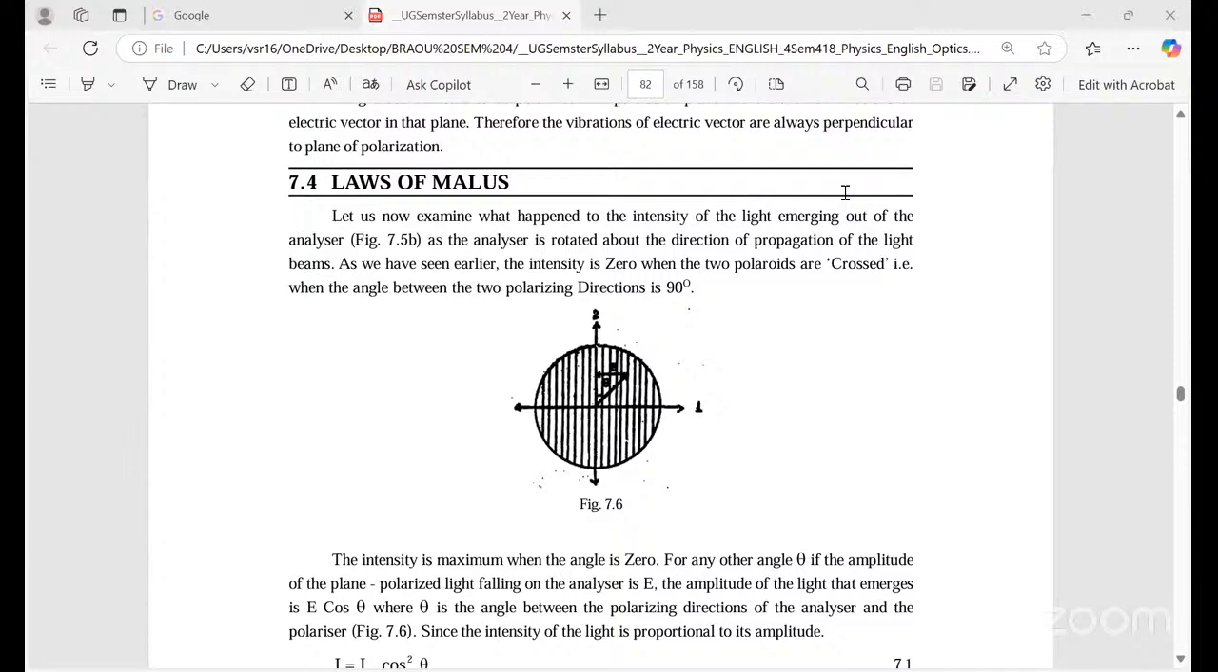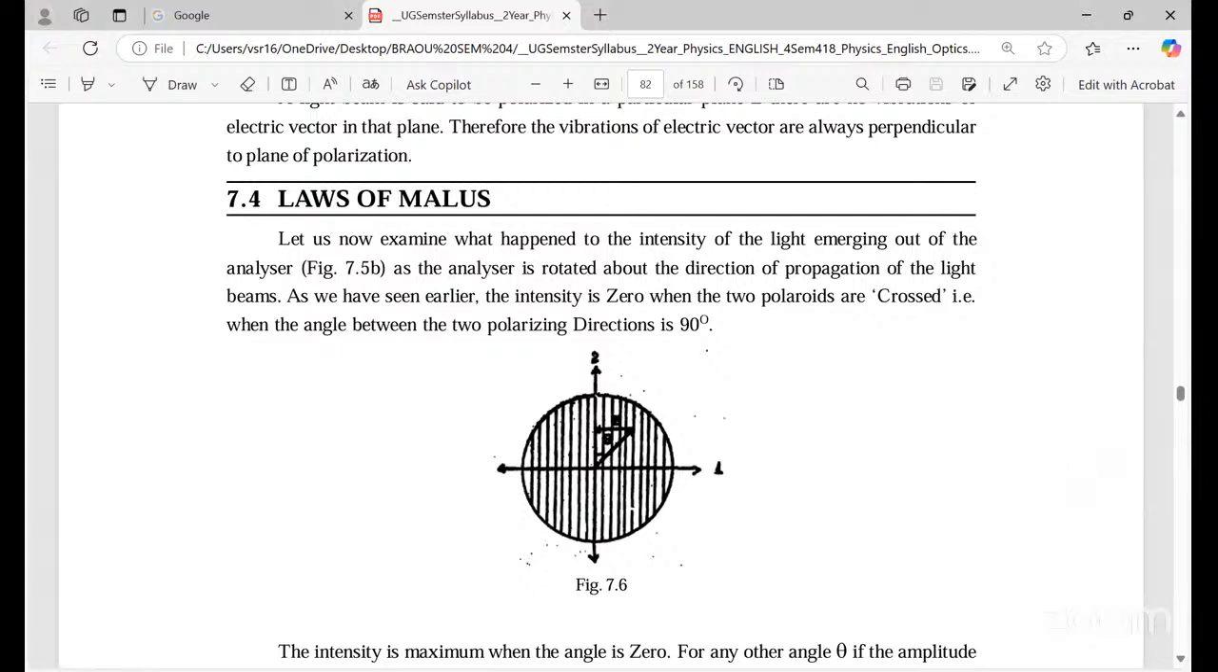So, law of Malus. Let us examine what happens to the intensity of light emerging out of the analyzer. There should be a polarizer as well as an analyzer, where the analyzer is rotated about the direction of propagation of the light. The intensity is zero when the two polarizers are crossed. That means one is parallel and the other is vertical, so no light emerges through the polarizer and analyzer. That's why we can say that the intensity is zero.